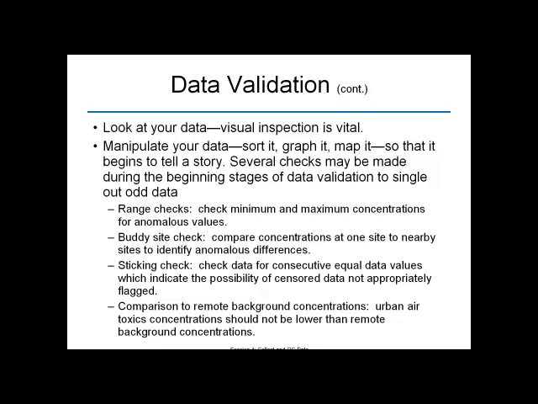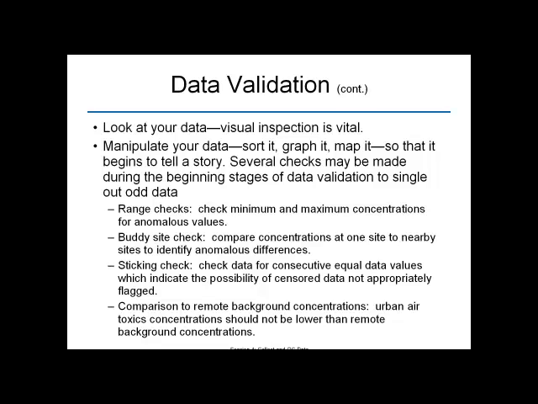I'm not going to go through talking about each of these individual types of things because we're going to talk about most of them later, except for the sticking check, which is basically saying if you get the same value for a measurement over and over and over again, then that might mean that the data is being censored or reported in some way that is not indicative of the true variation in the atmosphere. So if the data is stuck, you get the same value over and over, and that might indicate that you're dealing with censored data. Okay.